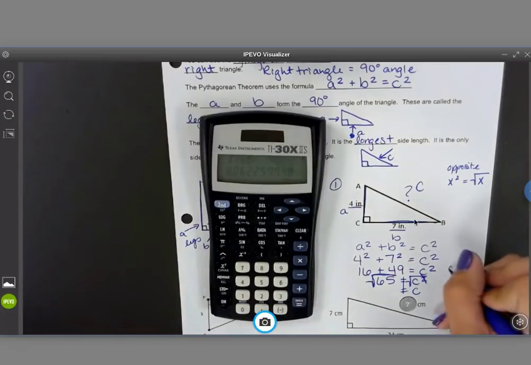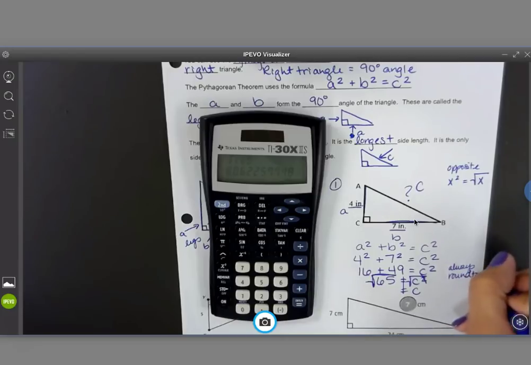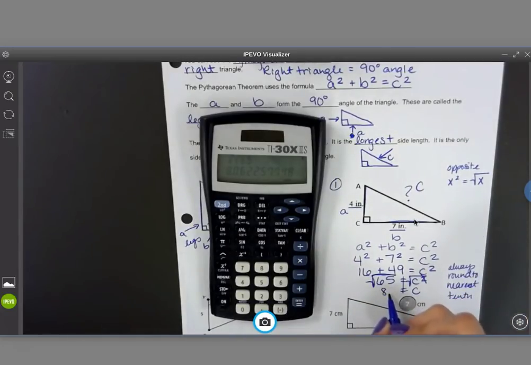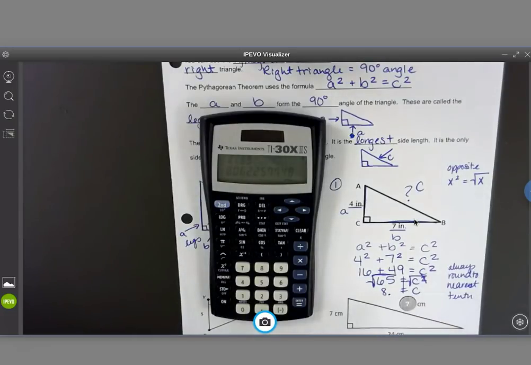If not, always round to the nearest tenth. So I have 8.06, so that 6 tells me to round that 0 up to a 1. So 8.1.